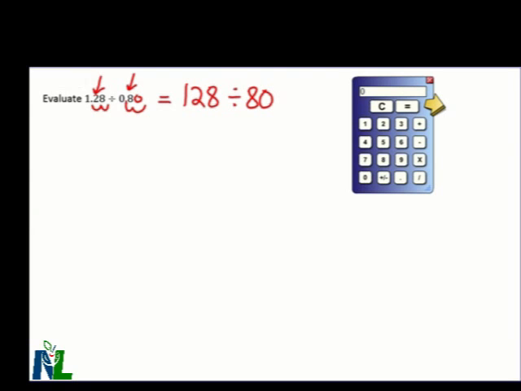Now, there's more than one way to do this. We'll look at long division, but you should do some estimation first. You should realize that 1 times 80 is 80, and 2 times 80 is 160. So there's only one of these that can divide into 128. So we know that our answer is going to be 1 point something. So now with that number sense, we can work on long division.